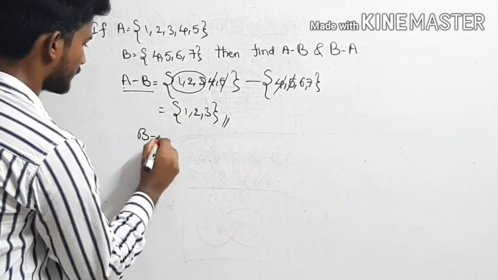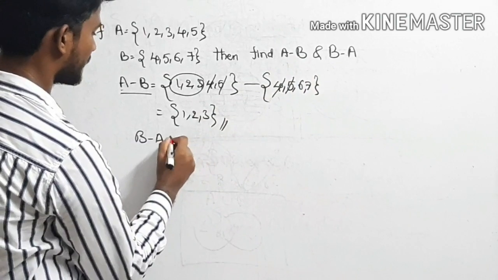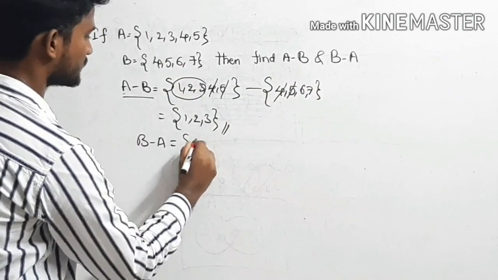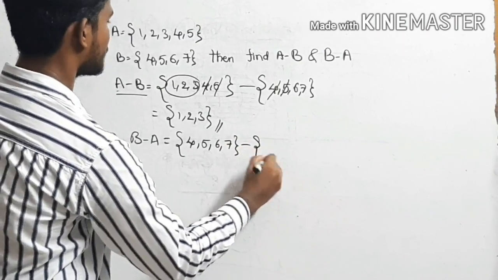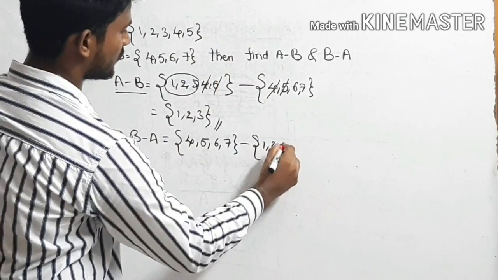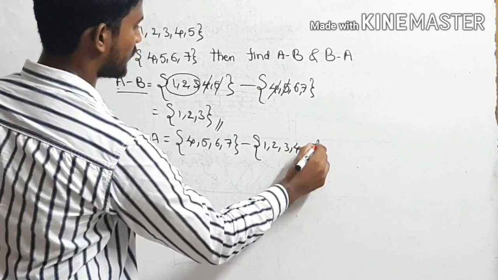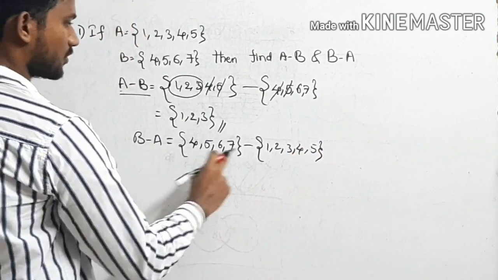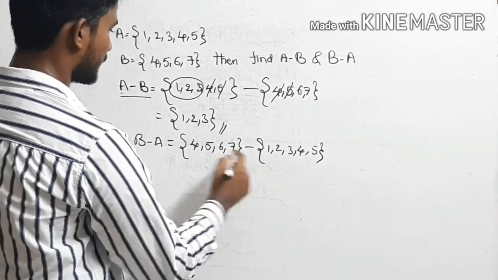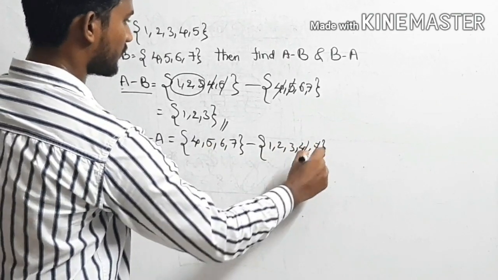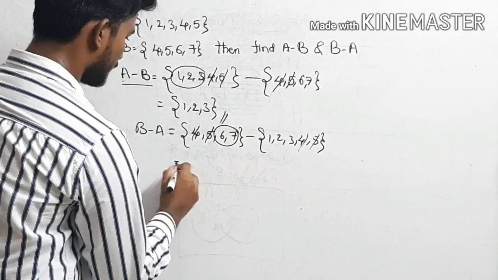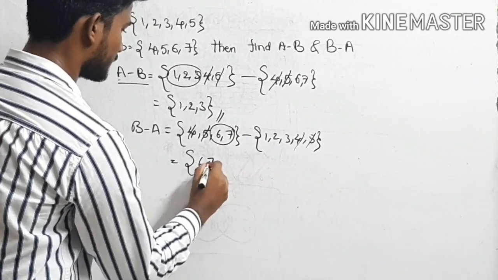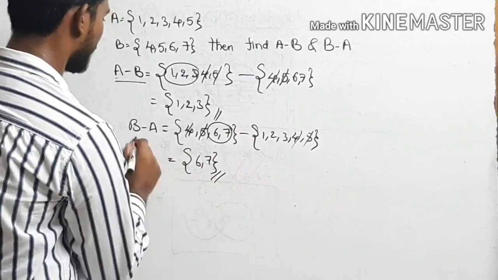When you want to find B minus A, first write the B elements 4, 5, 6, 7 minus the A elements 1, 2, 3, 4, 5. The elements present in both A and B, you can cancel them. 4 and 5 are the common elements. Then the elements present only in B, you can write 6, 7. This is B minus A.